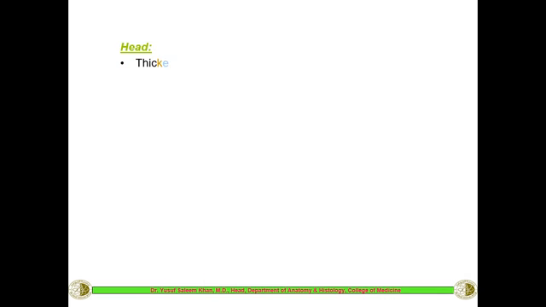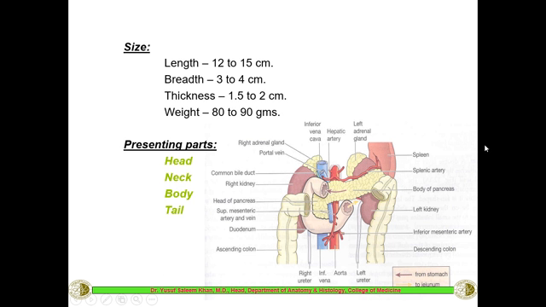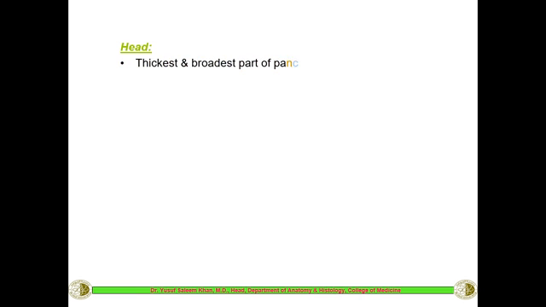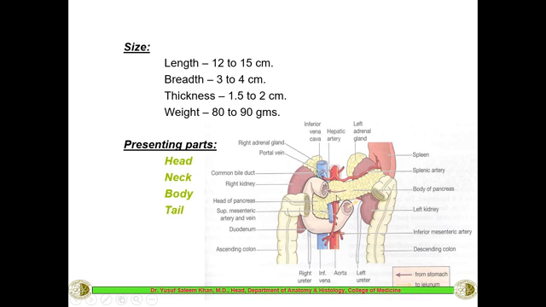To begin with, the head. The head is said to be the thickest as well as the broadest part of the pancreas, as you can see in this picture. Here you can see this is the broadest part, and it is also said to be the thickest part, and it lies in the concavity of the duodenum. If you can see here, it is in relation to the concavity of the duodenum.